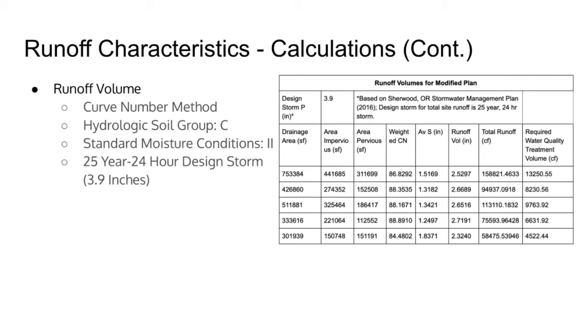Another set of calculations we performed were the runoff volume calculations for each drainage area. This is determined through the curve number method. Some input factors that we made were categorizing our hydrologic soil group to group C because the area seems to have moderate or poor draining soil, setting our standard moisture conditions to 2, and accounting for a 25-year, 24-hour duration design storm to comply with the City of Sherwood Stormwater Management Plan. On the right is a table displaying all these values.